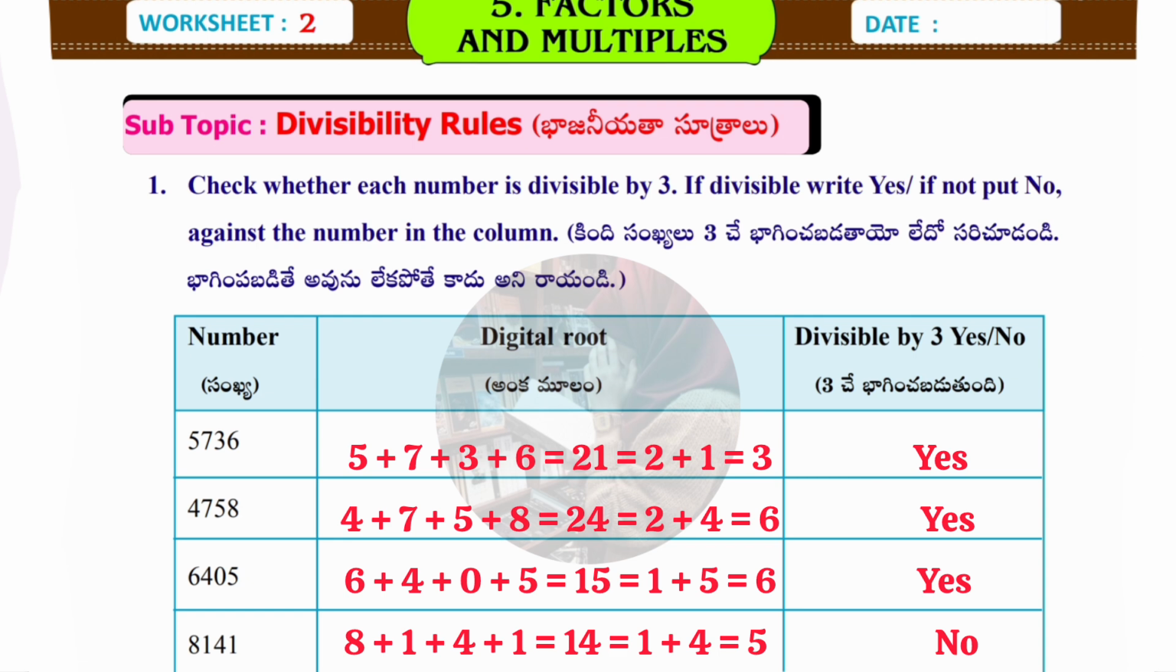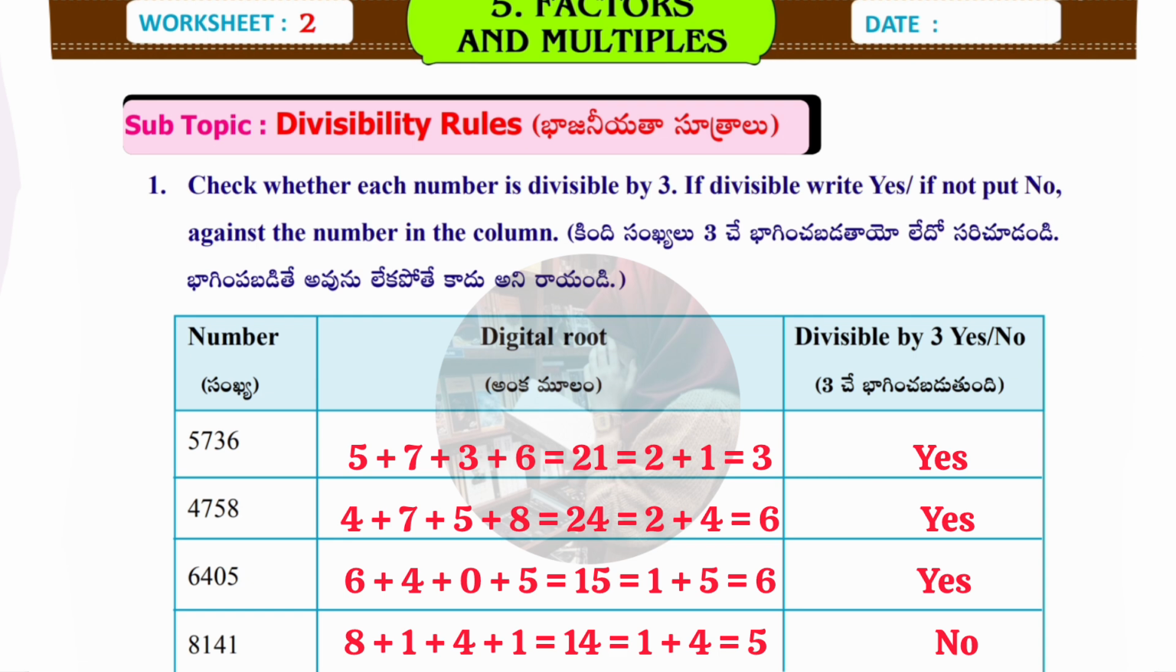Okay guys, here one table is given in which we have 3 columns. So in the first column we have given some numbers. In the second column we have to write down the digital root. I'll tell you what it is. Then in the third column we have to say whether it is divisible by 3 or not. If it is divisible, then write yes. If it is not, then write no. Let's see the answers for this.